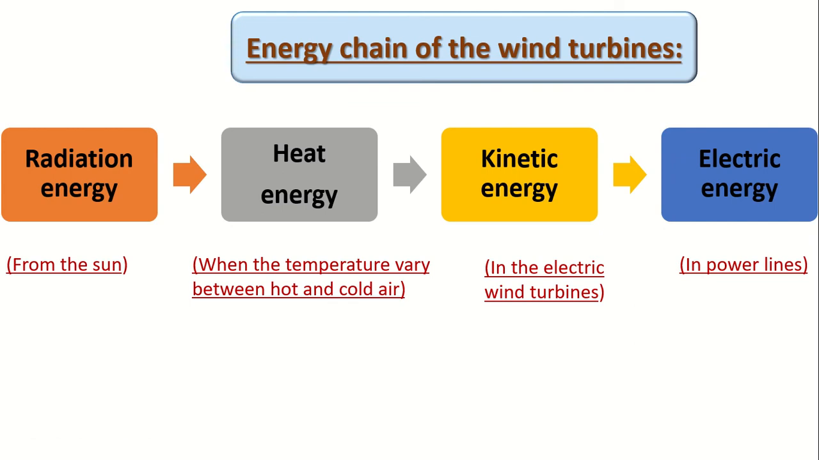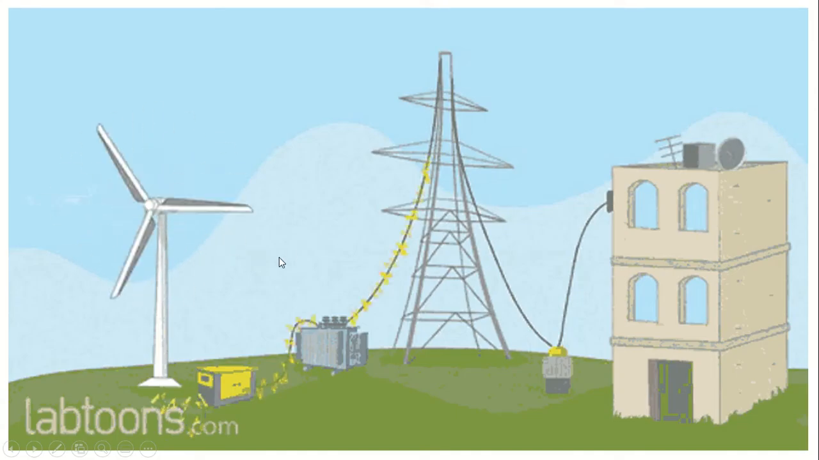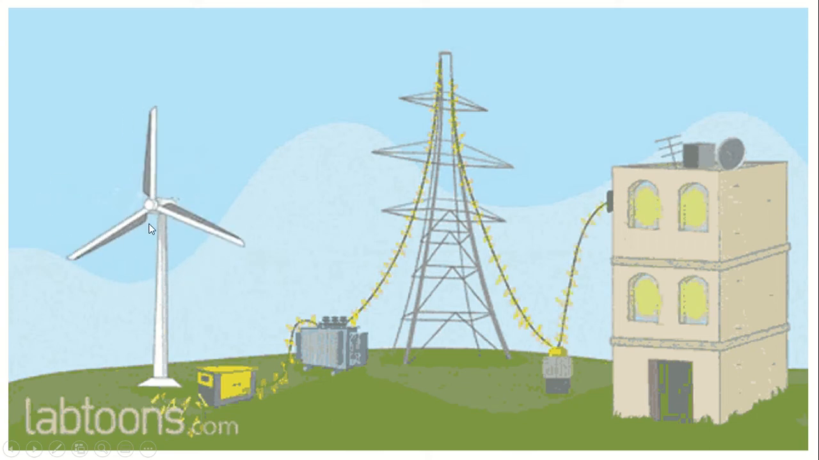So what is the energy chain of windmills or wind turbines? Radiation energy changes into heat or thermal energy, changes into kinetic energy, changes into electric energy. Excellent. And this is how the windmill generates electricity.